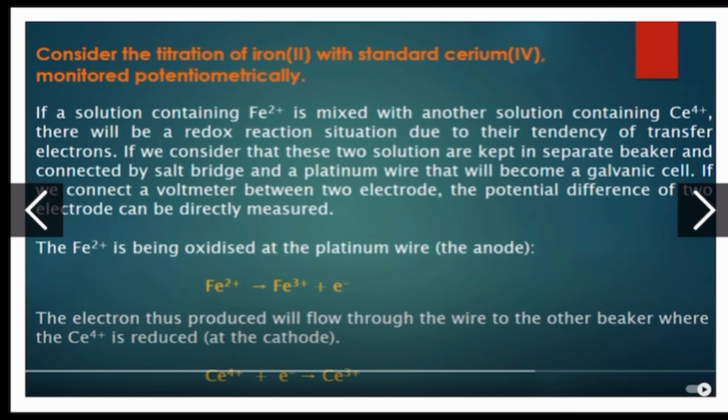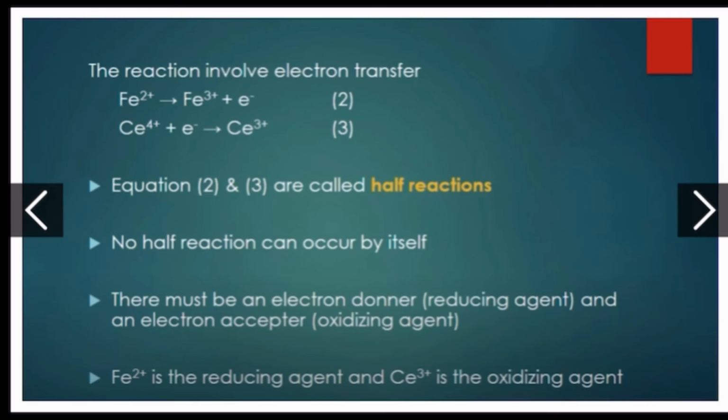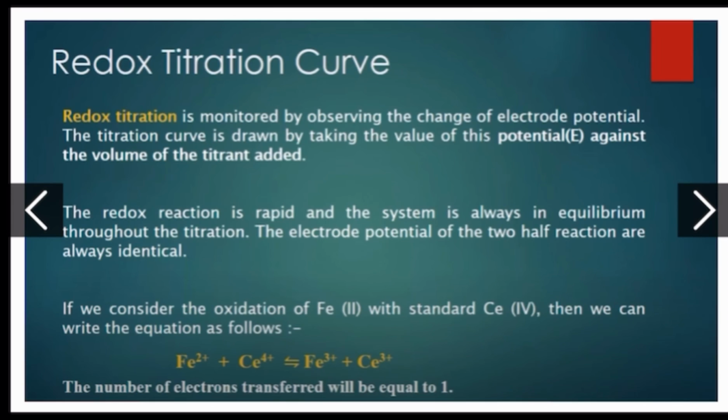A solution containing iron 2+ is mixed with another solution, cerium 4+. The reaction involves electron transfer. The picture shows iron 2+ changing to iron 3+ by losing one electron. Equations 2 and 3 are called half reactions. No half reaction can occur by itself.